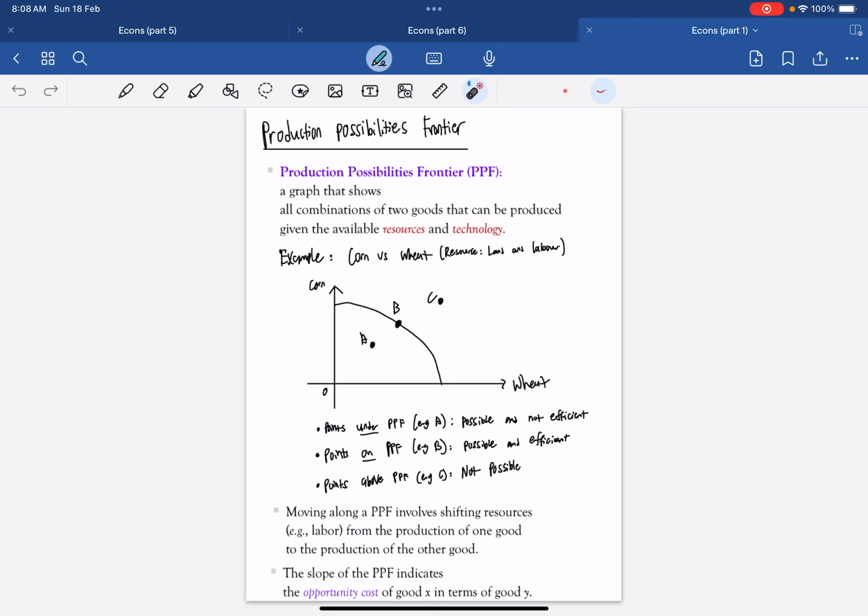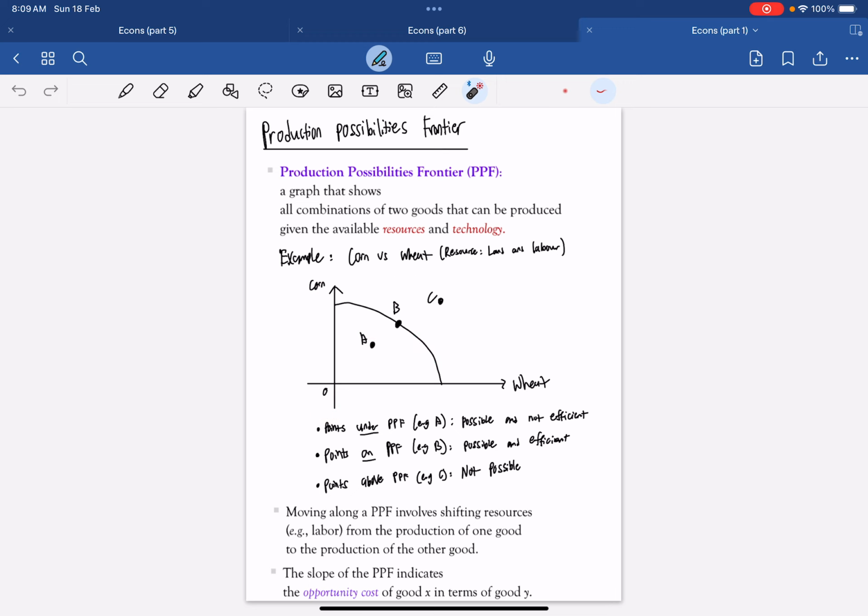The next idea we want to go through is the production possibilities frontier. The production possibilities frontier, known as PPF, is basically a graph to show all combinations of two goods that can be produced in your economy at this point in time because of the given resources and technology. For example, corn and wheat, you can draw your graph in this manner, because if you produce more wheat, then the amount of corn you produce will be less, so it will slope downward, it will be decreasing.